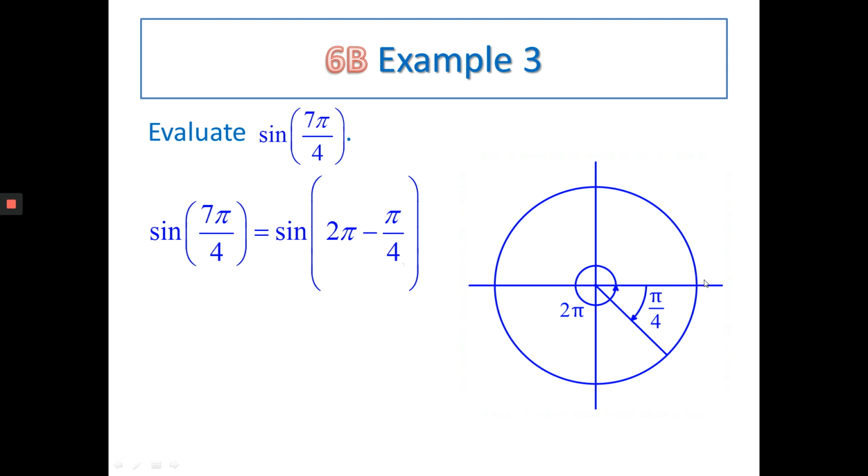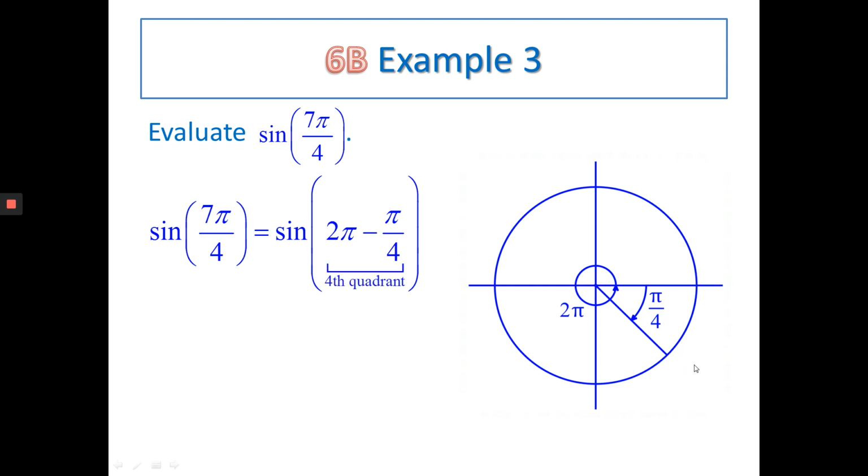Well, you start at 0 and you go anti-clockwise all the way around, so one full revolution of the unit circle. So that takes us all the way to 2 pi, or 360 degrees. And then you go backwards by pi on 4 radians, which is 45 degrees. Clearly, we are now in the fourth quadrant.